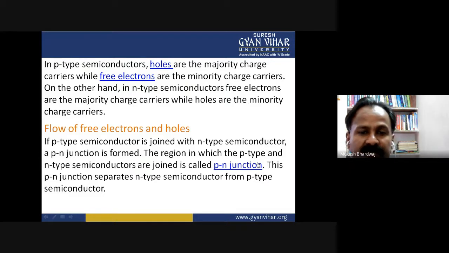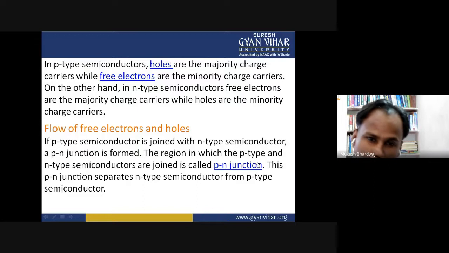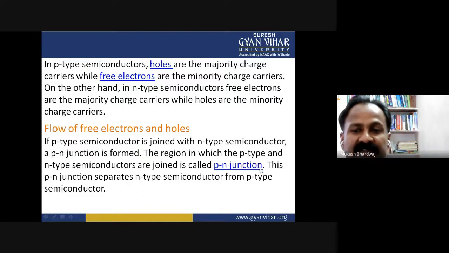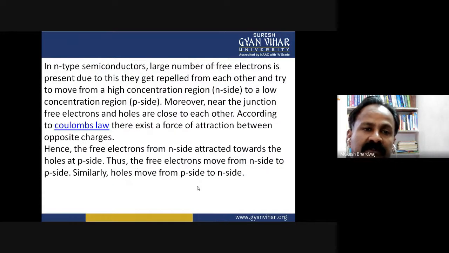Flow of free electrons and holes. If p-type semiconductor is joined with n-type semiconductor, p-n junction is formed. The region in which the p-type and n-type semiconductors are joined is called p-n junction. This p-n junction separates an n-type semiconductor from p-type semiconductor. In n-type semiconductor, a large number of electrons are present. Due to this, they get repelled from each other and try to move from higher concentration to lower concentration. Moreover, near the junction, free electrons and holes are close to each other. According to Coulomb's law, there exists a force of attraction between opposite charges. Hence, the free electrons from n side are attracted towards the holes at p side. Thus, the free electrons move from n side to p side. Similarly, holes move from p side to n side.